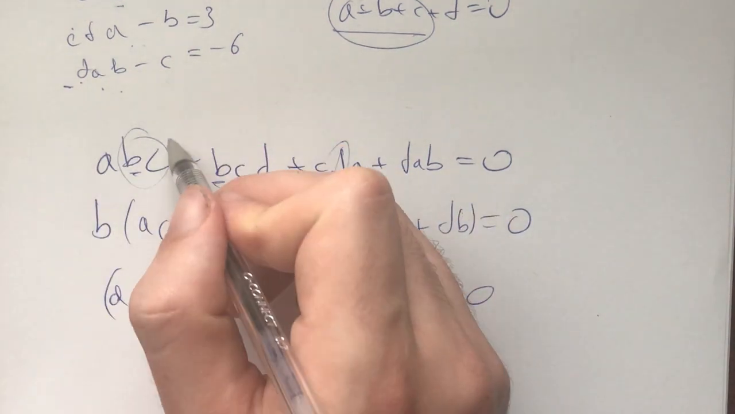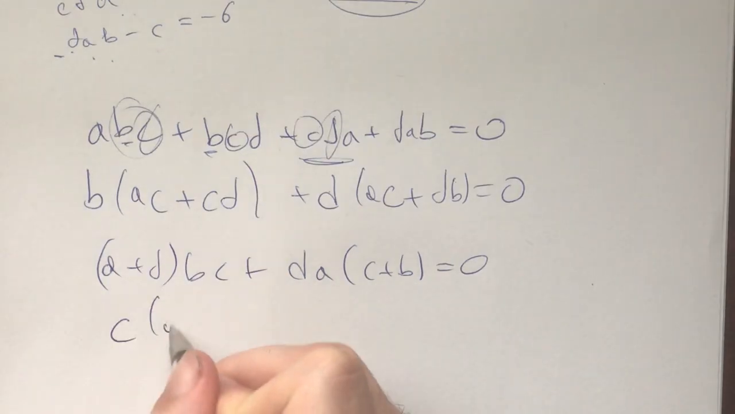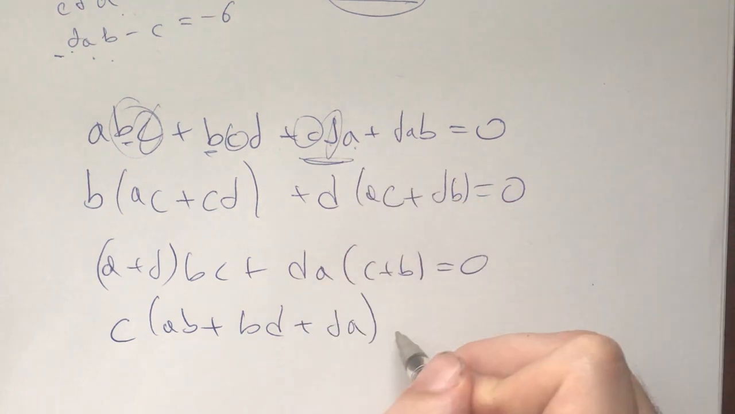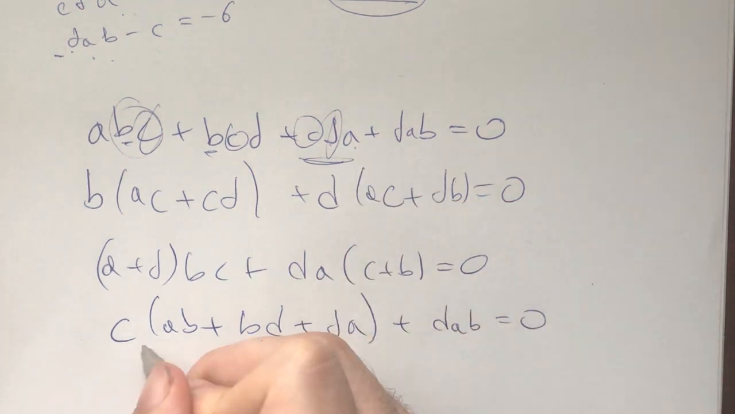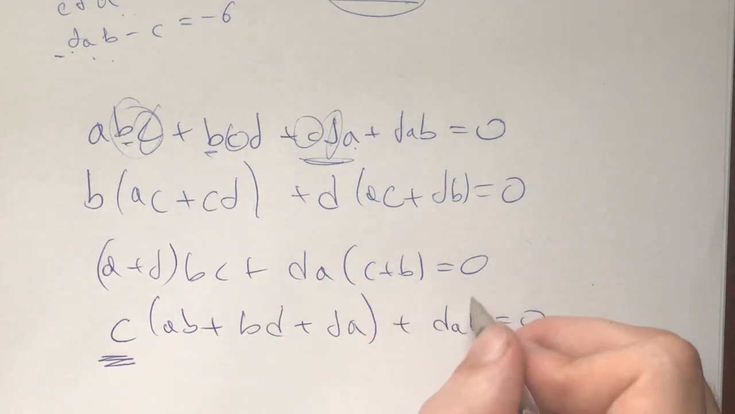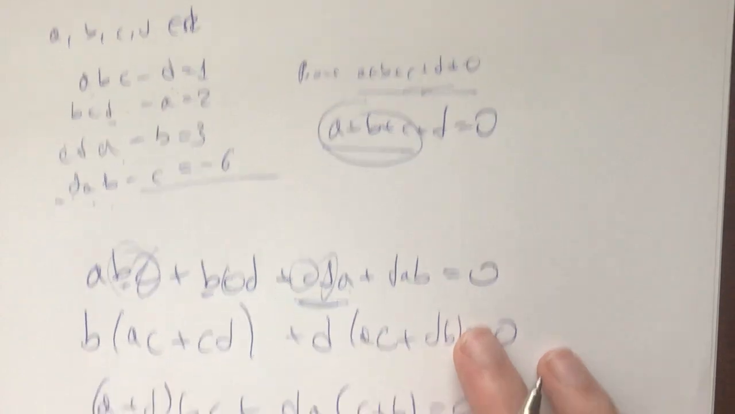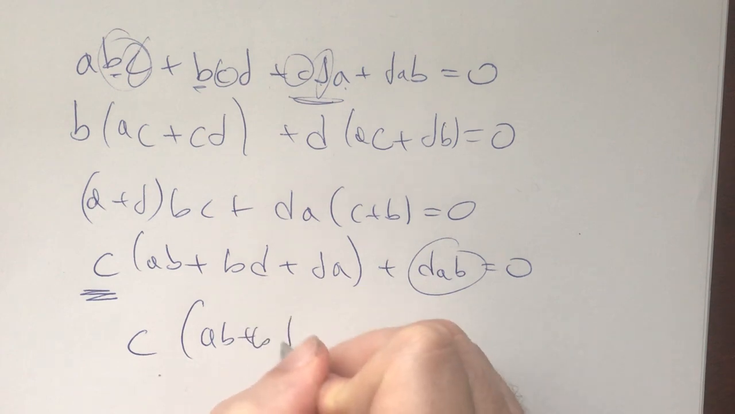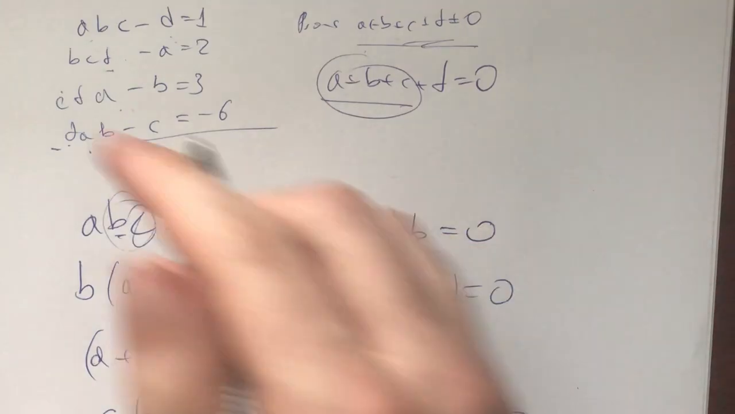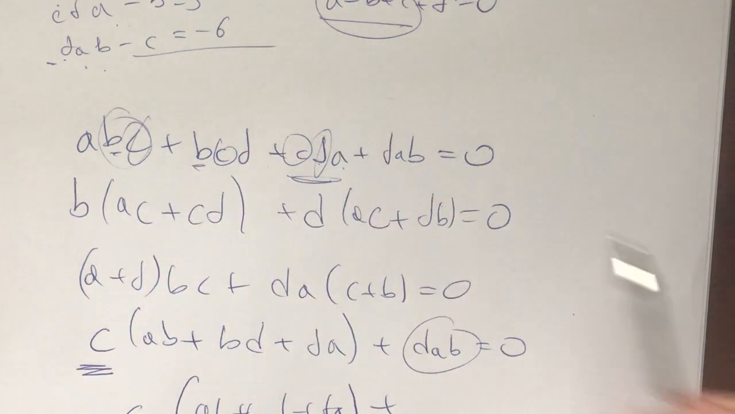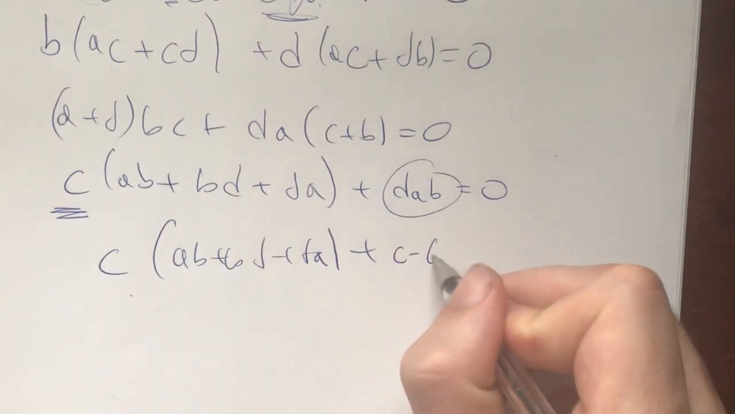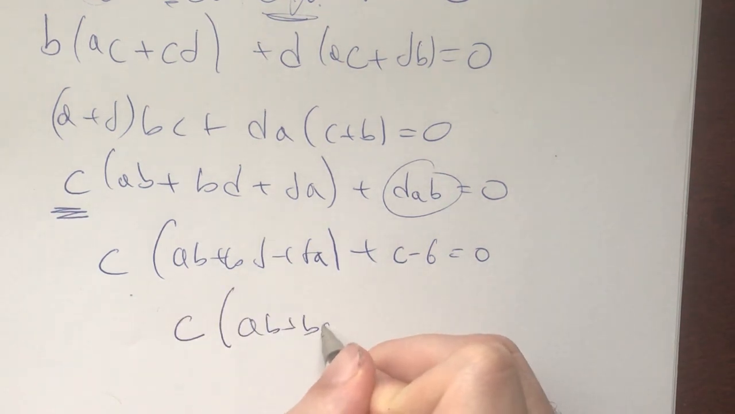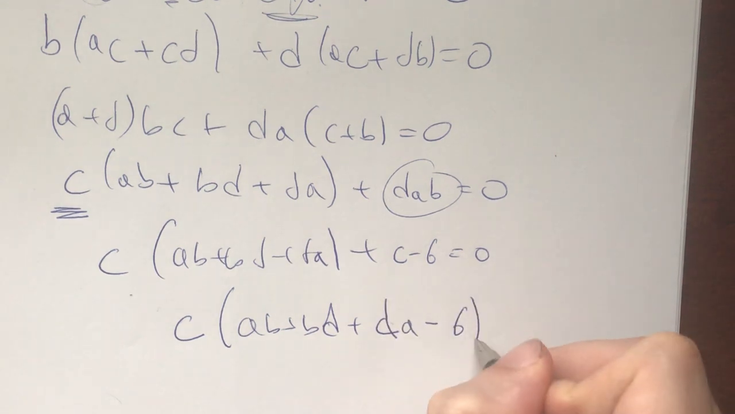Now let me take C out of here, and I'll have C times AB plus BD plus DA, and plus DAB is 0. Now I can factor C out with, oh, I actually know what DAB is. I know DAB is C minus 6. So let's do C times AB plus BD plus DA, plus C minus 6, is 0. So it's C times AB plus BD plus DA minus 6 is equal to 0.